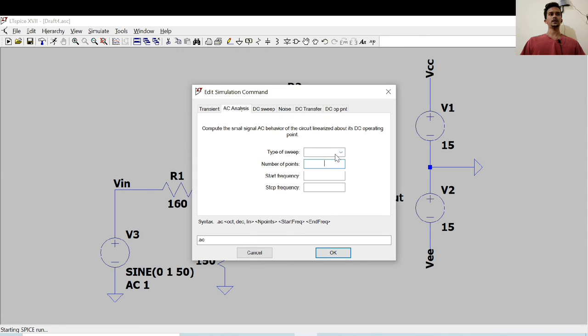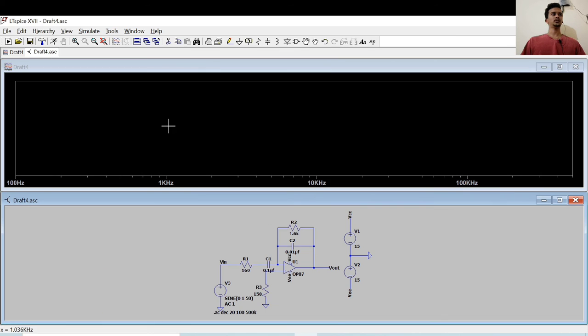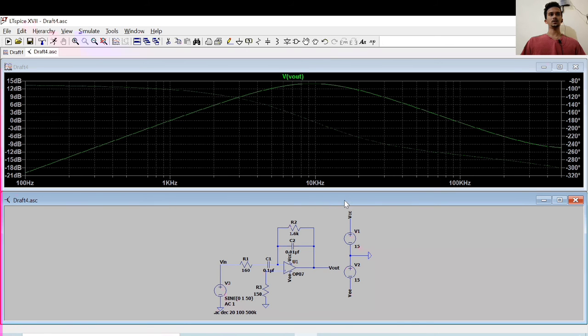We'll go for AC analysis, keep in decade for frequency response. So take steps of 20, then we'll start at 100 and we'll end at 500 kilohertz. Okay, so let's simulate it. So this is my V out.